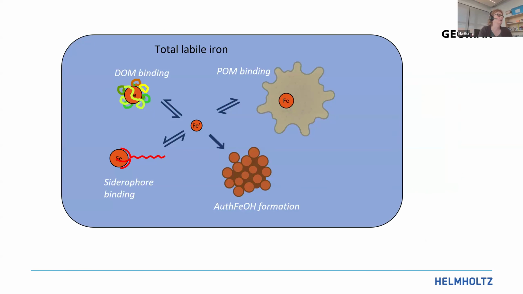Okay, so back to our chemical model. Now we have all the variables we need to put into the model. And first of all, I'm going to show you results that relate to this iron prime, because it's what drives how much iron goes into all these different phases.